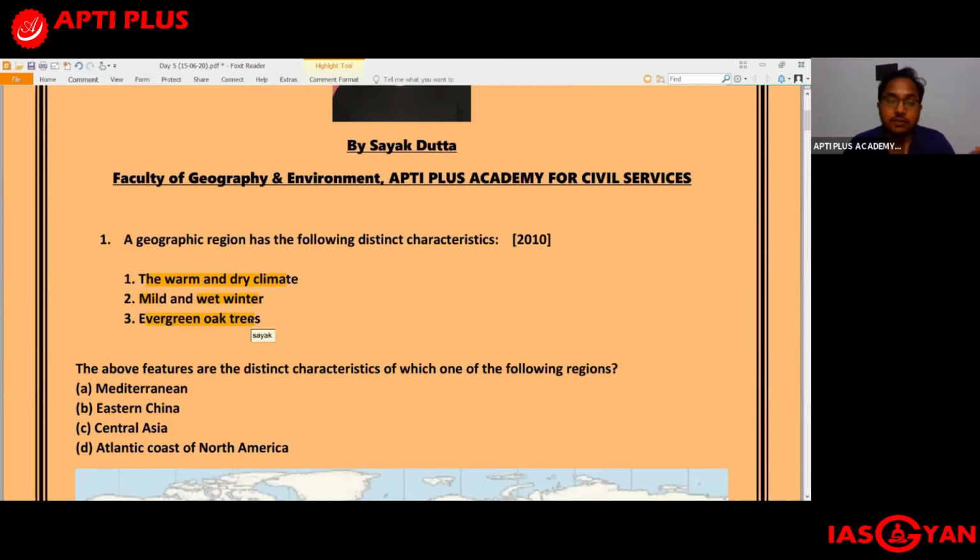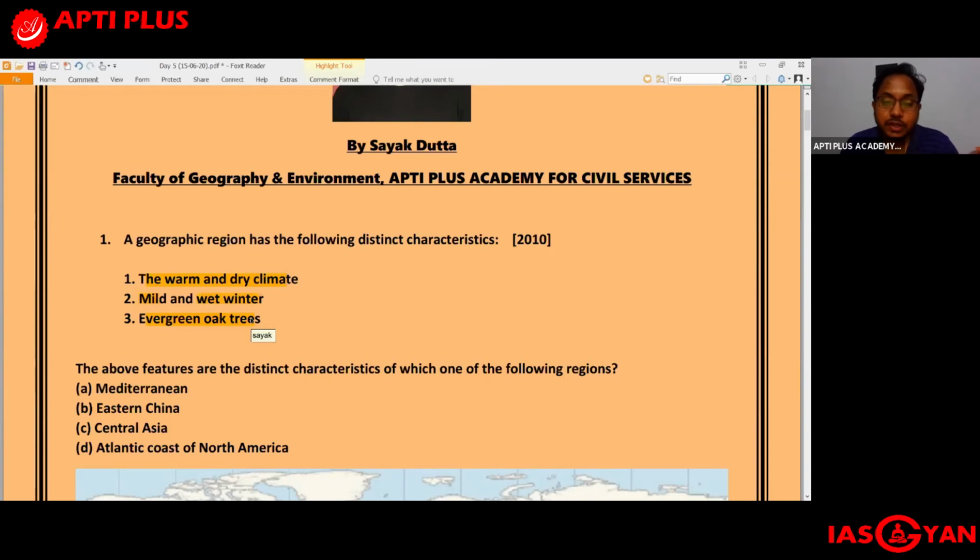And from these three given statements, you have to find out which region or which type of climate is being referred to. So the question states that the above features are the distinct characteristics of which one of the following regions? A. The Mediterranean region, B. Eastern China, C. Central Asia, and D. Atlantic coast of North America.